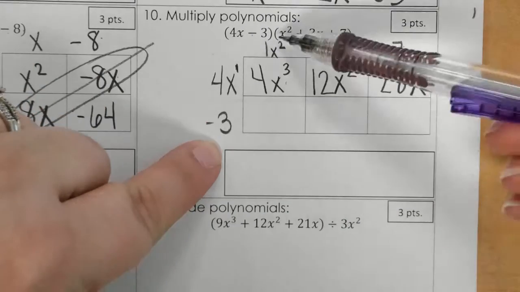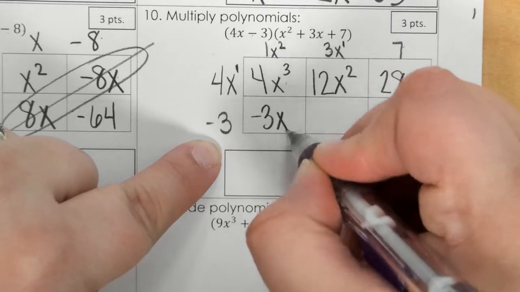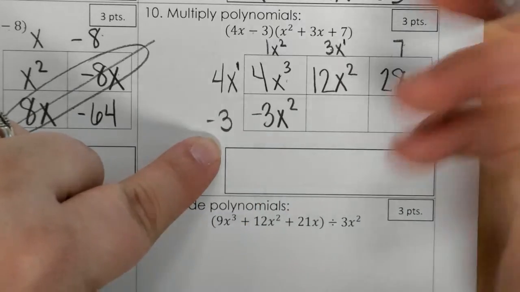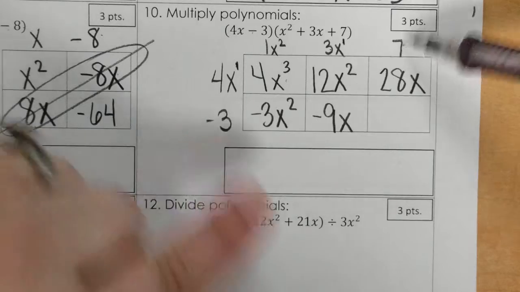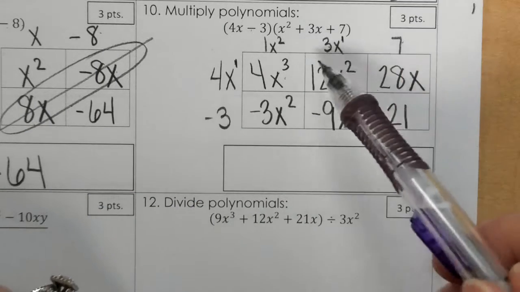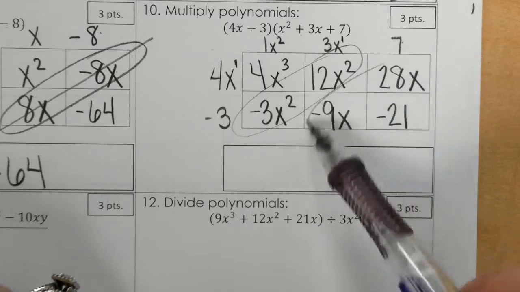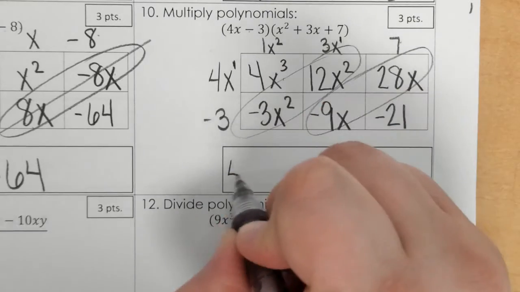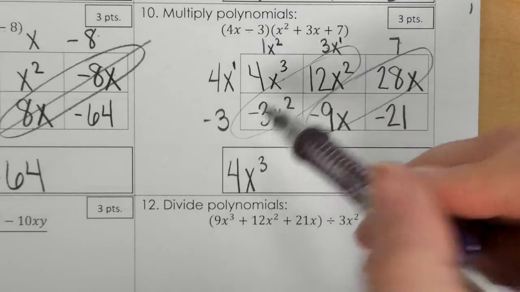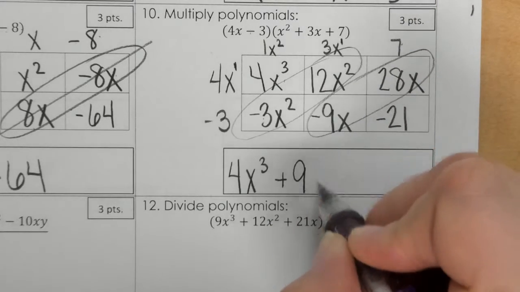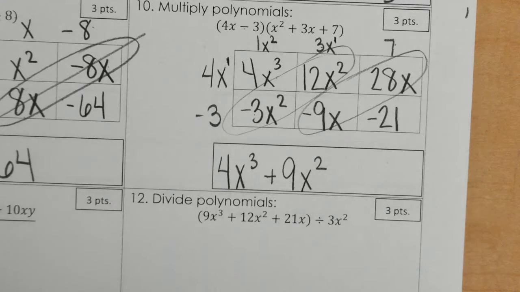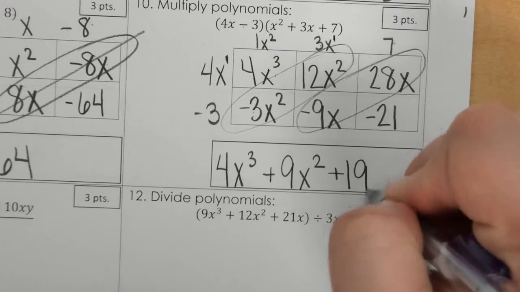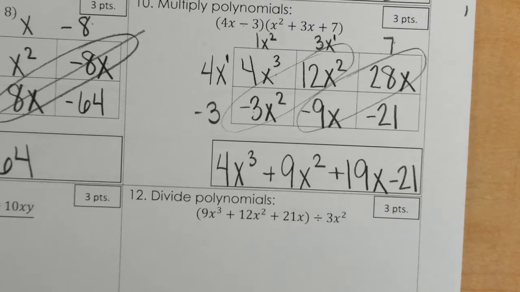For here, we do negative 3 times 1x squared, so that's negative 3x squared. Then we do negative 3 times 3, which is negative 9x. And then negative 3 times 7 is negative 21. So these combine, and these combine. So we would have 4x to the third. 12 minus 3 would be 9. Keep the exponent the same. 28 minus 9, 19x. And then minus 21 at the end.